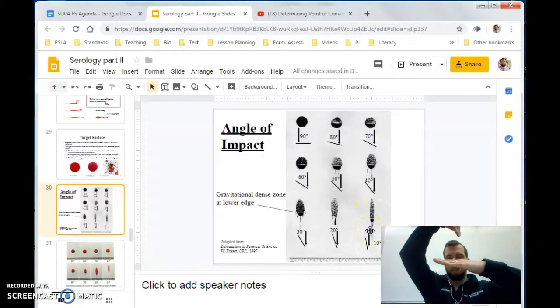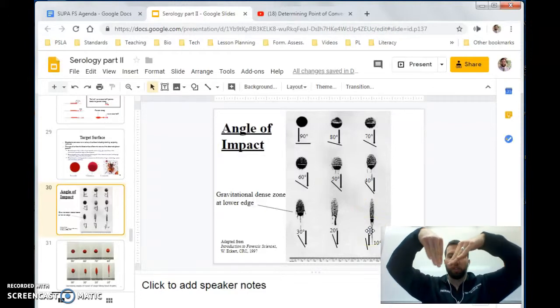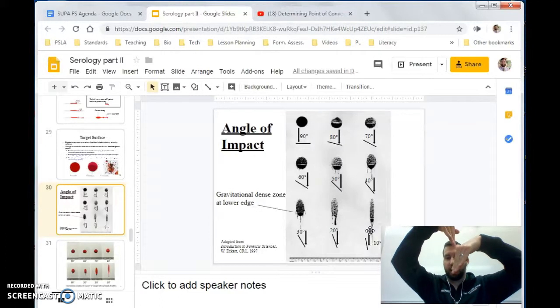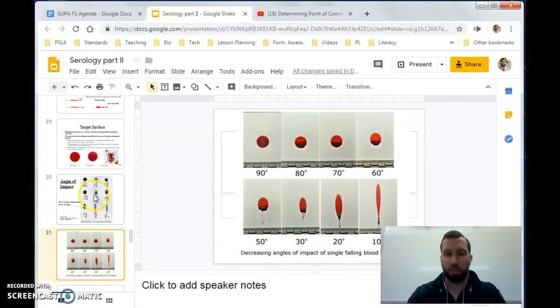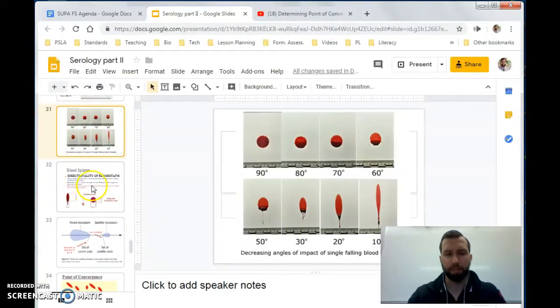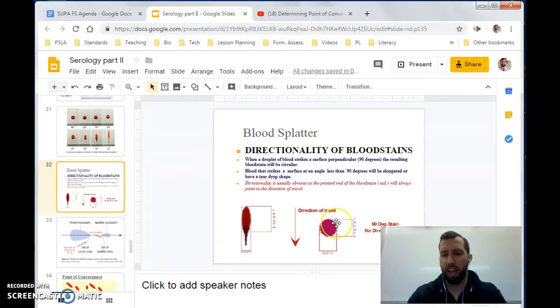So here would be 90 degrees straight down. And then if your surface is at an angle, as the blood travels down, you can see it's going to cover more distance and give you that elongated shape. So this is basically what the blood drops looked like yesterday. Here you can see our 90-degree blood stain is going to be circular, and any time we have this teardrop shape, it's because it was less than 90 degrees.